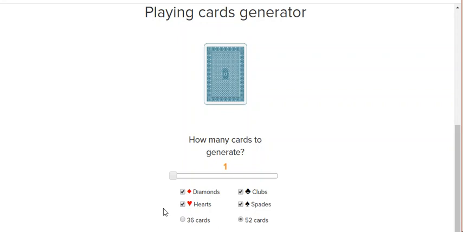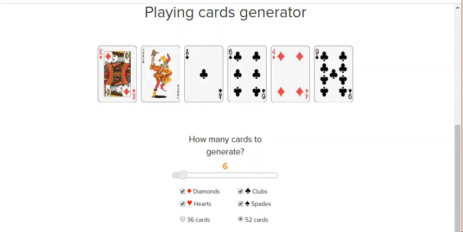Then you start playing the game. What this playing cards generator does is generate a hand from a 52 card deck. If you look at the conditions down at the bottom, I chose a 52 card deck, and I've got all the suits checked so that all the cards in the deck are involved, and I can generate any size hand that I want. Part A starts with a 6-card hand, so I'll mimic that. I'm going to change the hand size to 6 and hit generate, and it deals me a 6-card hand.